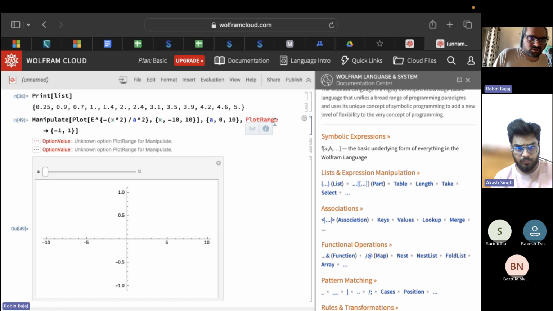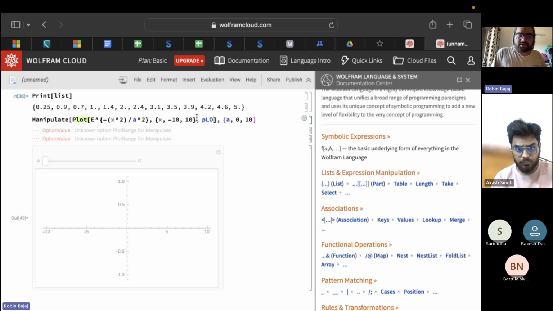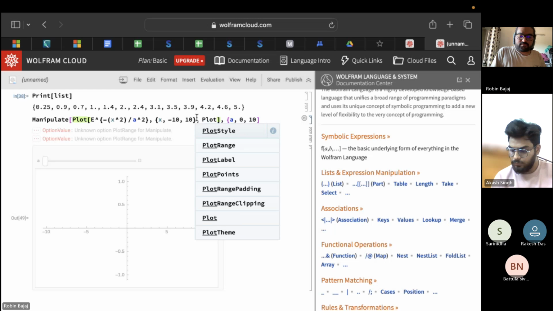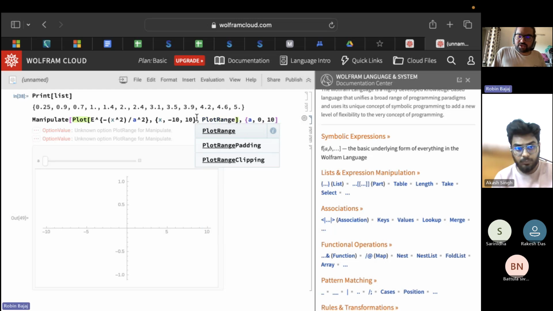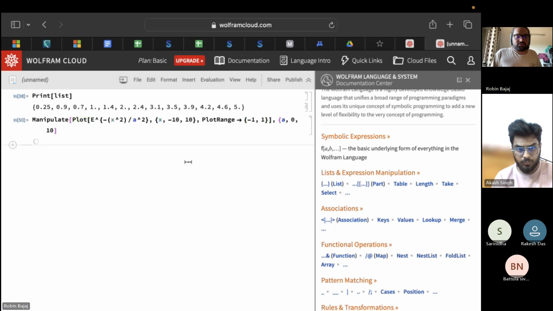Why is it saying this is wrong? Plot range can be written in a plot function. Oh yeah, sorry, you're right. Plot range has to go within that. Plot range minus 1 comma 1. Okay, we removed the bracket accidentally.